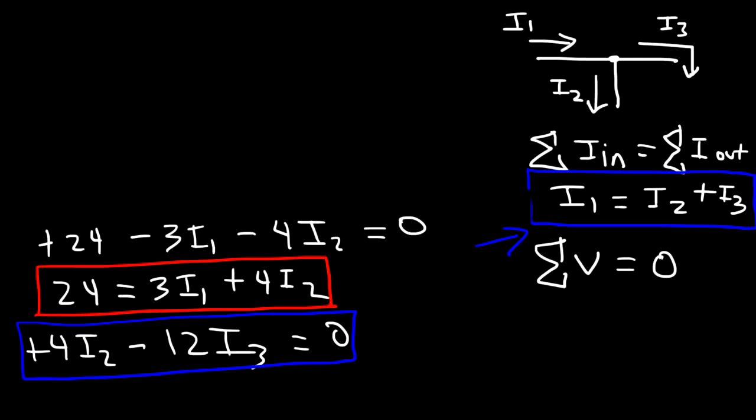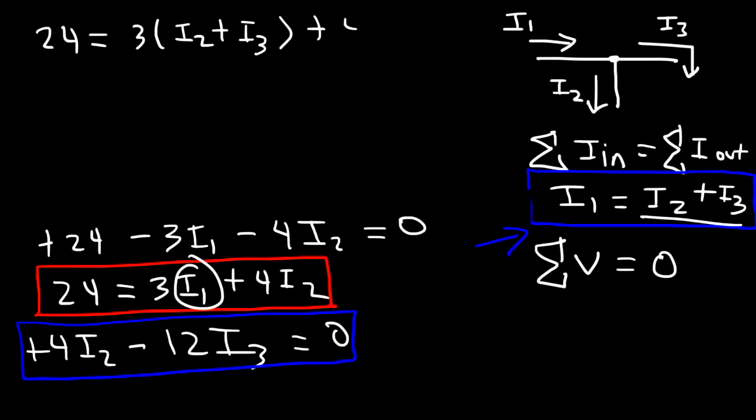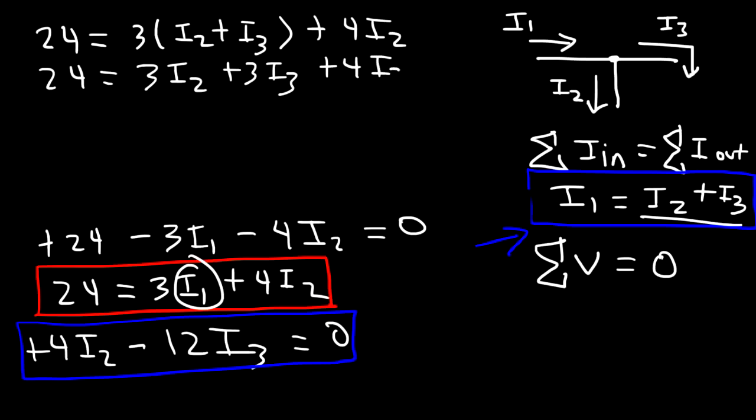So what I'm going to do in this case is replace I1 with I2 plus I3 because it's equal to that. So 24 is equal to 3 times I2 plus I3 plus 4I2. And so 24 is equal to 3I2 plus 3I3 plus 4I2. And now we can combine like terms. So far we have 24 is equal to 7I2 plus 3I3.